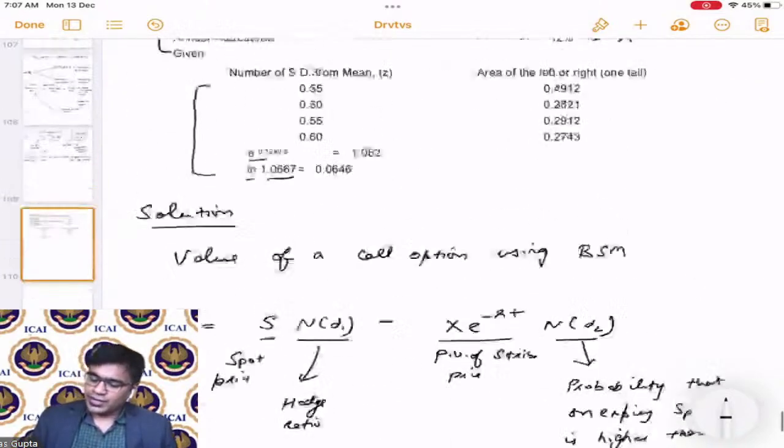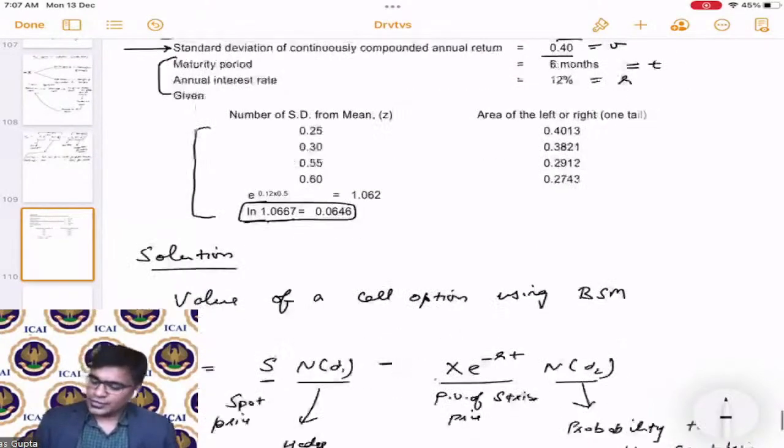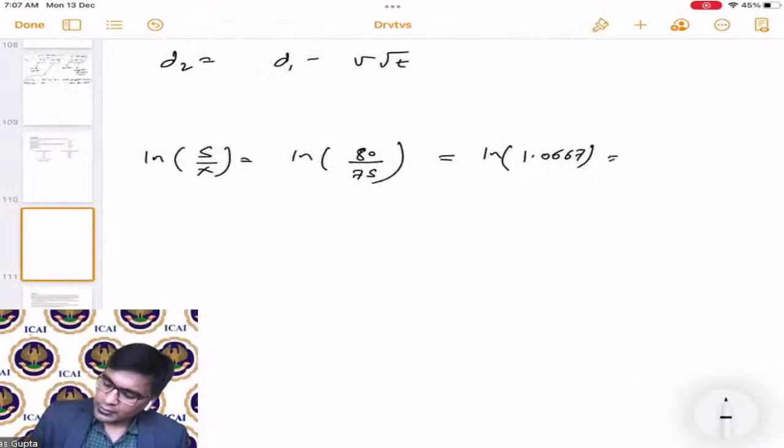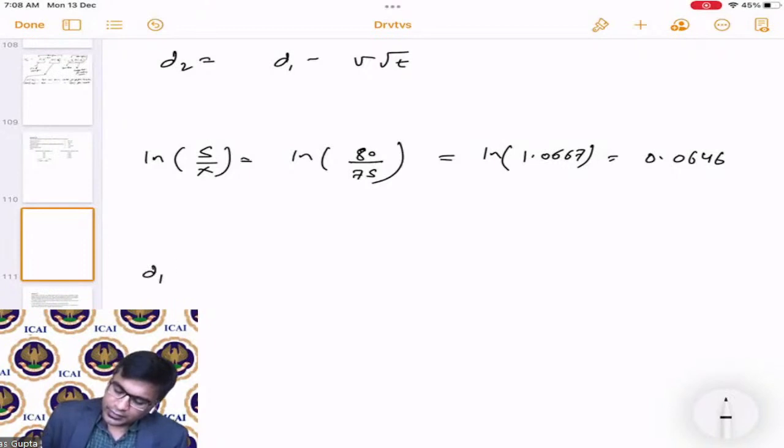Okay. Now, students, if you see, we were given some additional data in the question. We are already given that ln 1.0067 is equal to 0.0646. This is what the natural log of S by X is. Now, the rest of the elements in D1 are very easy to put. So, first of all, D1 is equal to 0.0646, correct?